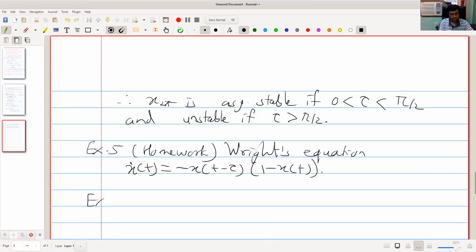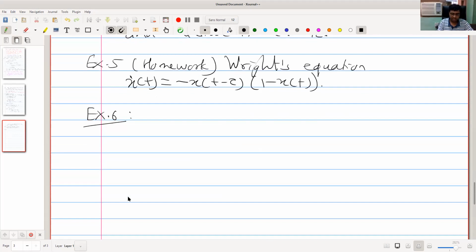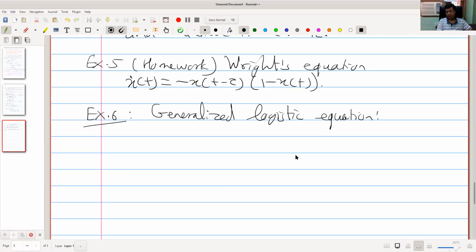The last example is again non-linear. It is called the generalized logistic equation. Okay, we are generalizing. It is given by the mathematician called Ruan, R-U-A-N.